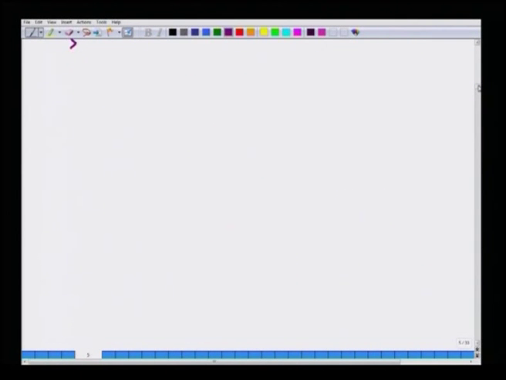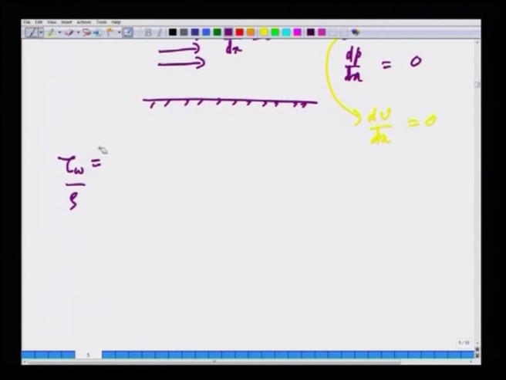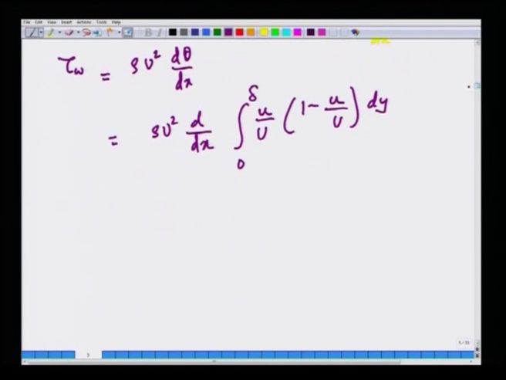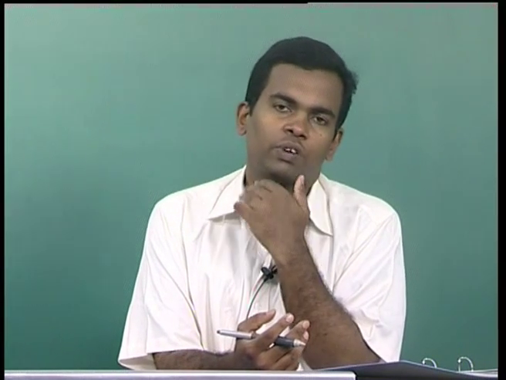Now, therefore, tau w by rho is simply written as, so we can write tau w as rho U squared d theta dx, which is nothing but rho U squared d dx of the integral from 0 to delta of u divided by capital U times 1 minus u divided by capital U dy. Now, to proceed further, we need to know what is the function small u, what is the velocity profile in the boundary layer.